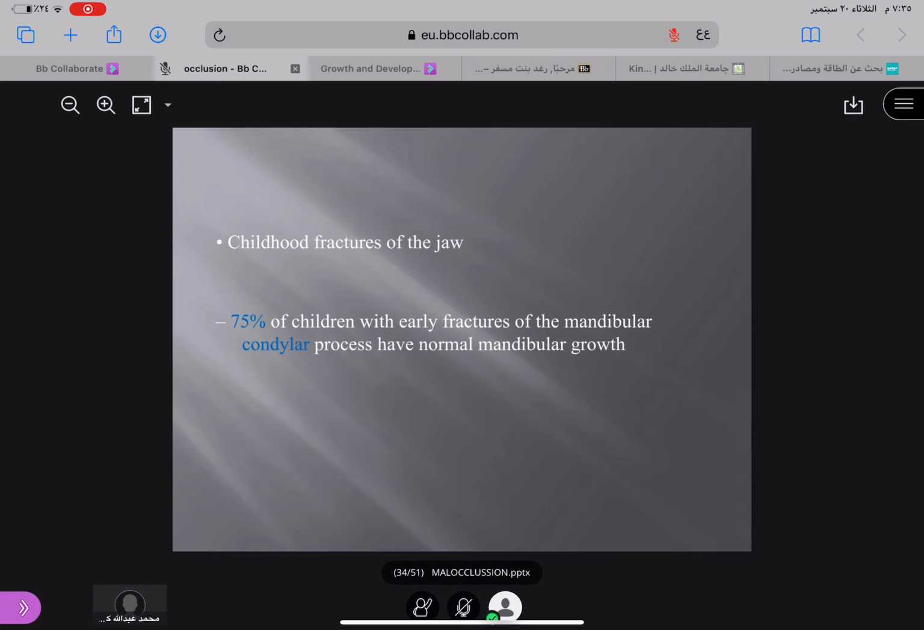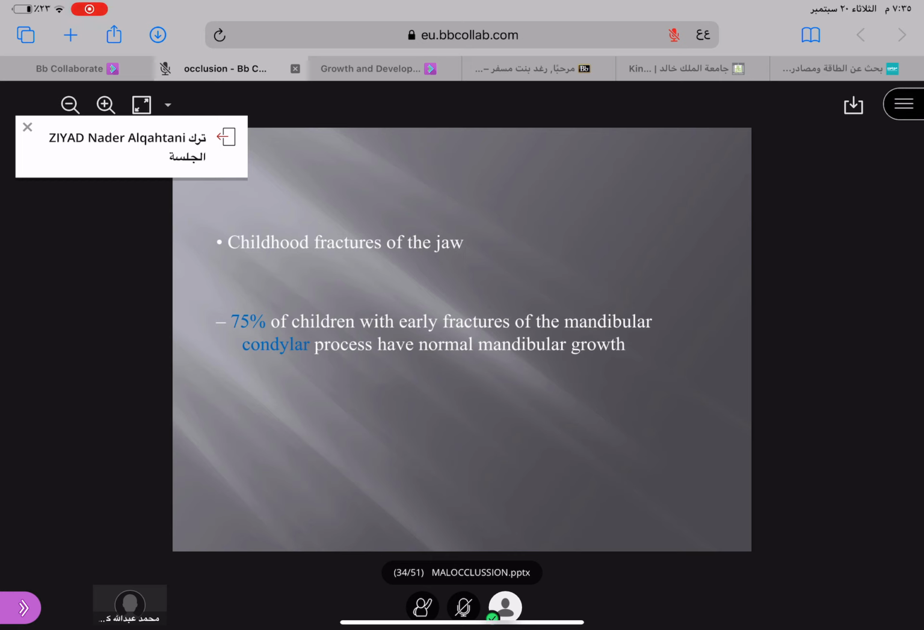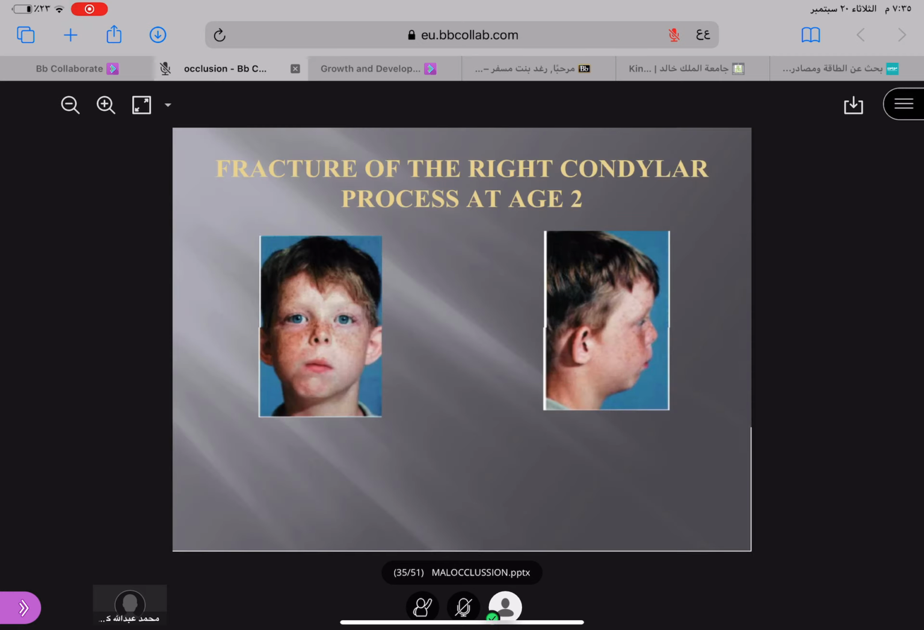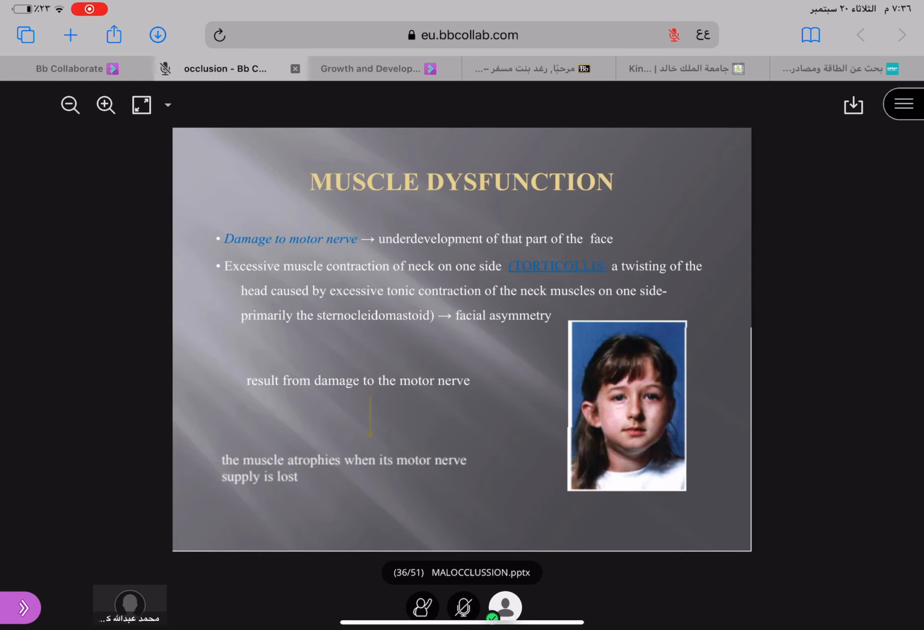Childhood fractures can result in malocclusion in later stages, which usually goes unnoticed. These are fractures where the child's bone is very flexible. It's like a greenstick fracture, which is not very painful, goes unnoticed, and can cause problems in later development. Here you can see the fracture of the right condylar process at the age of 2, and the symptoms are showing now in the later stage, with mandibular deficiency and deviation of the face towards the side where the fracture happened.